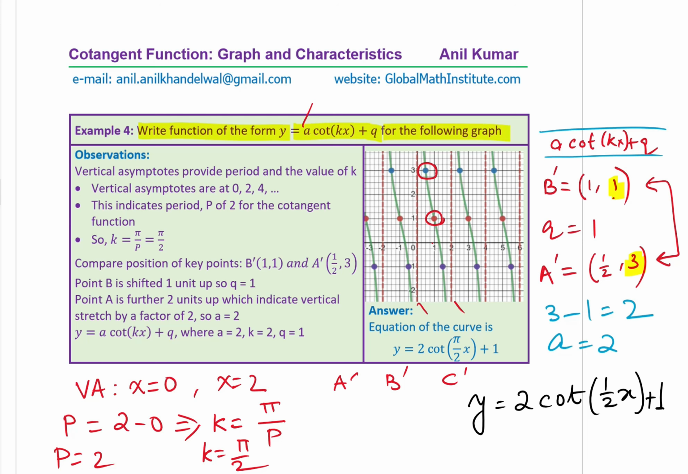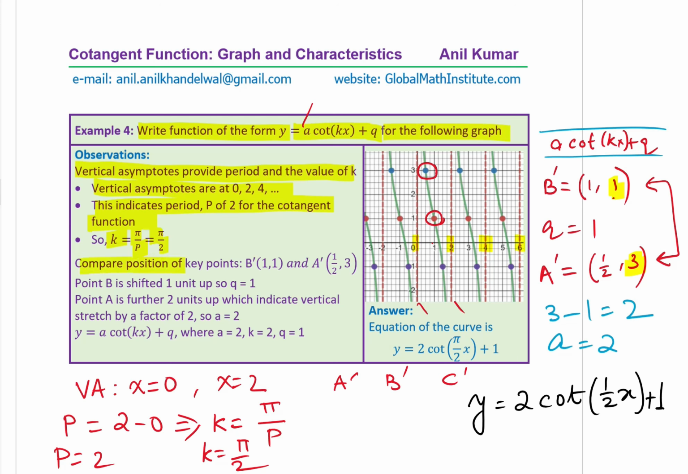Now here is the description which you should go through. Vertical asymptotes provide the period and the value of k. The vertical asymptotes are at 0, 2, 4, 6, correct? So those are the values for the vertical asymptotes. This indicates period of 2 for the cotangent function, and therefore k value is pi by p, which is pi by 2.